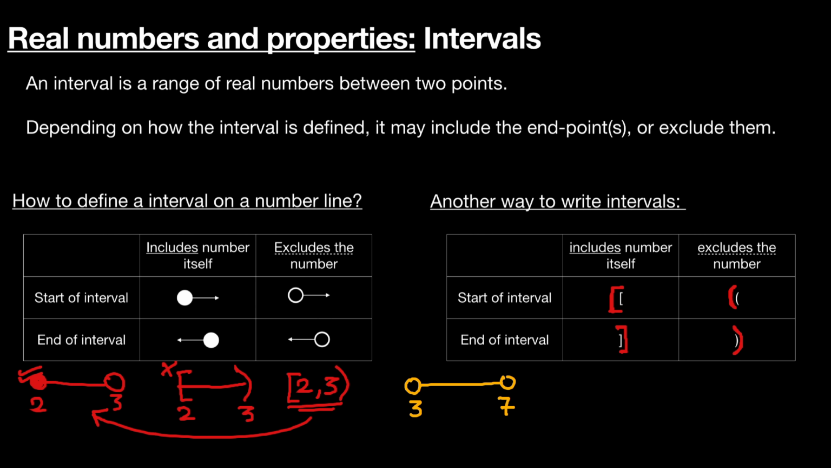Another example would be an interval from 3 to 7, which using our new notation on the number line would look like this, from 3 to 7. However, we never use this notation on the number line. We only use this one. So as interval notation, this one would be [3, 7) instead.